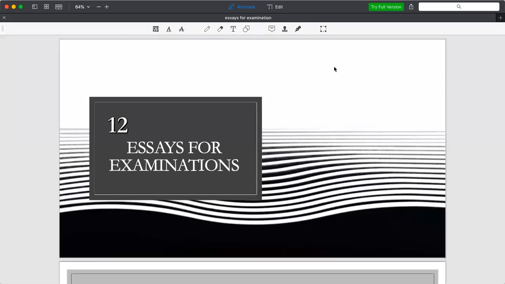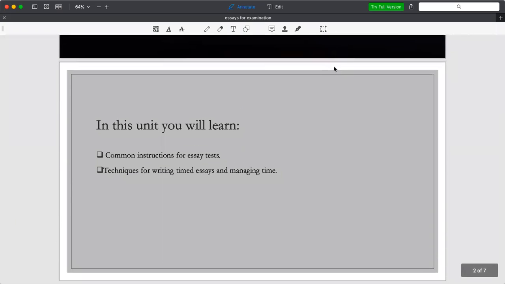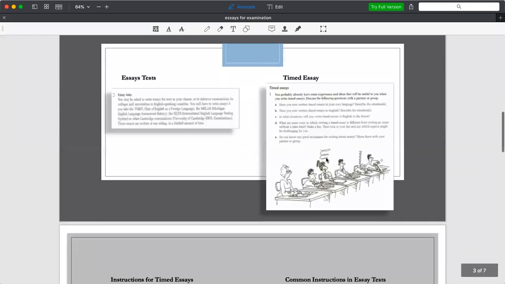Okay, now we come to the part on essays for examinations. In this unit, we learn about common instructions for essays, thesis, and then techniques for writing timed essays and managing time. In the essay thesis, we may be asked to write essays for thesis in our classes or in entrance examinations for colleges and universities in English-speaking countries.